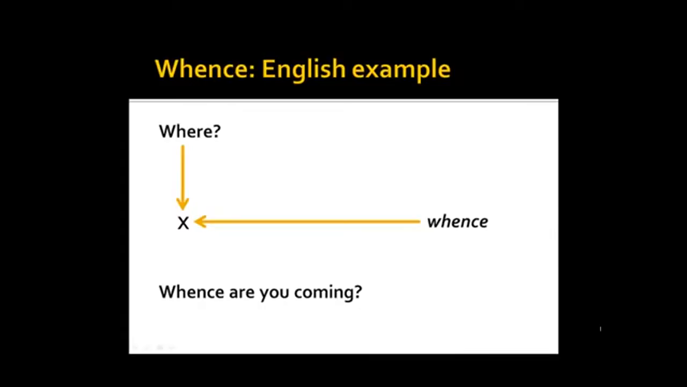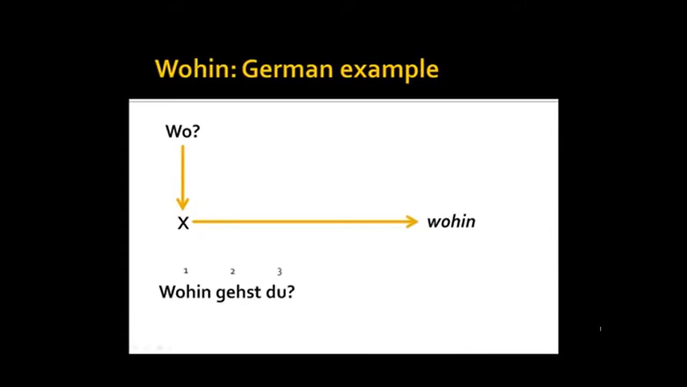Now, in German, we have exactly the same construct. The question, wo, where? Where are you standing? Wo stehst du? I'm standing right here. Again, position. Now, in German, you'll notice in all of these question words, all begin with a W.